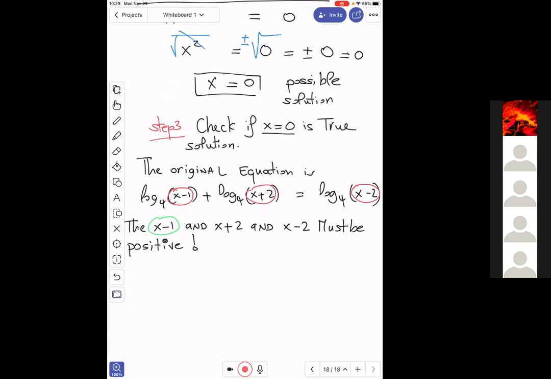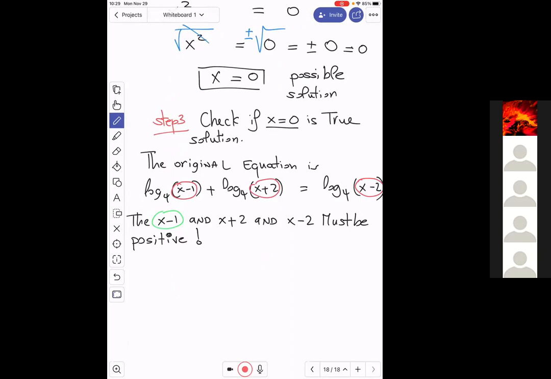So if x is 0, then if you evaluate x minus 1, that's 0 minus 1, which is -1. And this is negative, right? So it's not positive. So we have to reject this solution. So x equal to 0 is rejected.